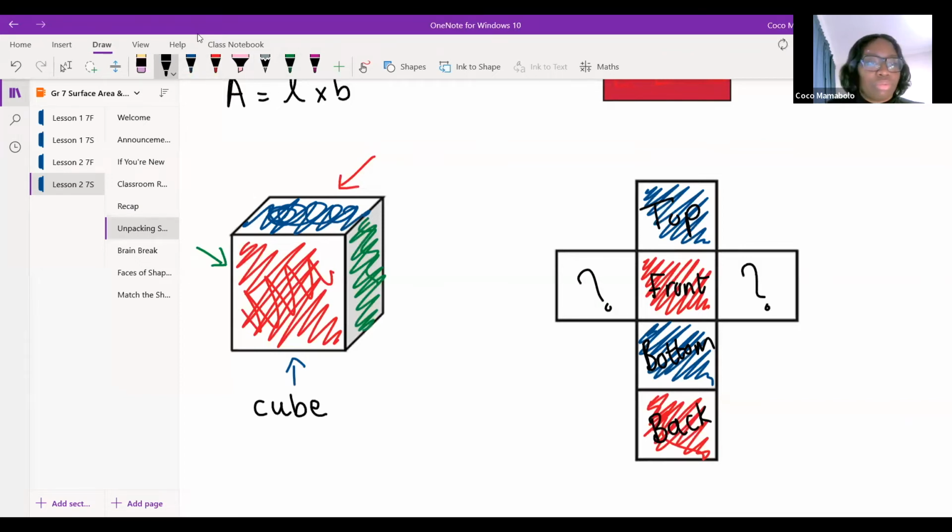All right. What about these two? What are they? They're my sides. They're my two sides, my left and my right side. It doesn't matter which one. My left and my right sides.